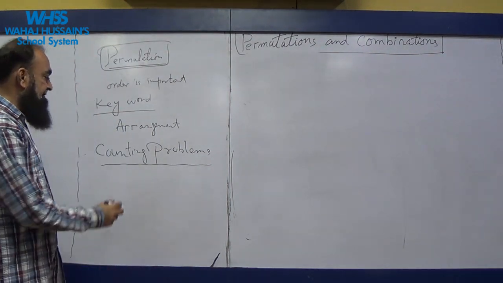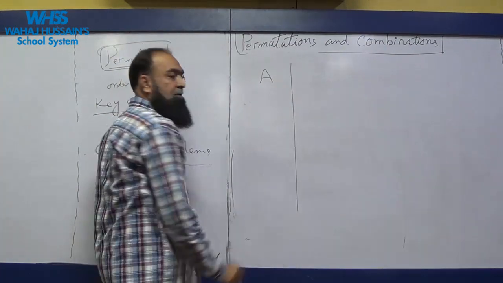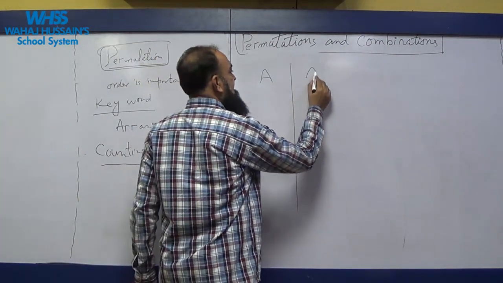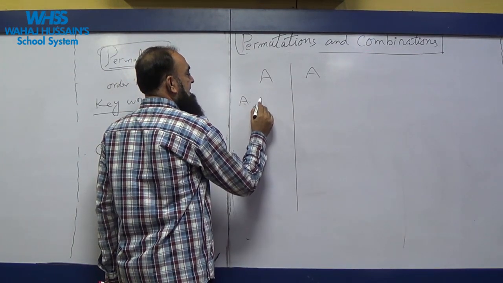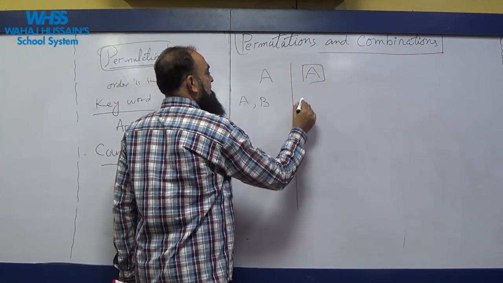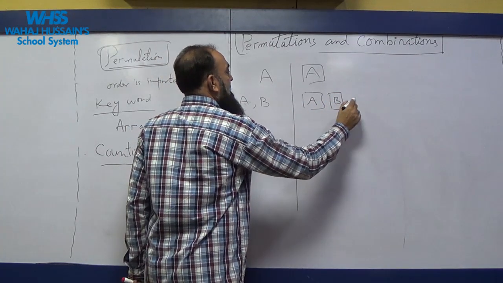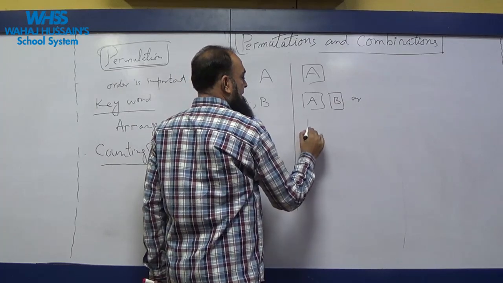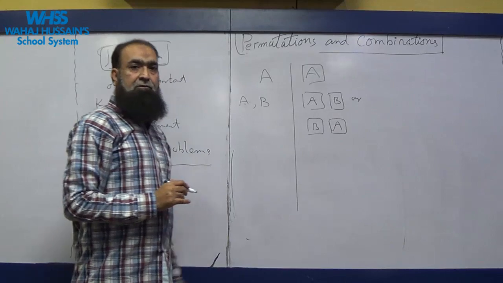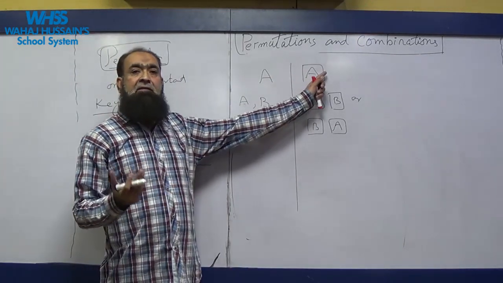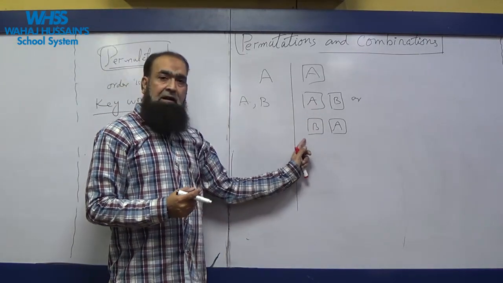For example, if I say we have one object A, in how many ways can we arrange this object? Only one way, that is A. If we have two objects A and B, in how many ways can we arrange these two objects? First A, then B, or B and A. So one object we can arrange in one way, but if we have two objects we can arrange in two ways, AB or BA.